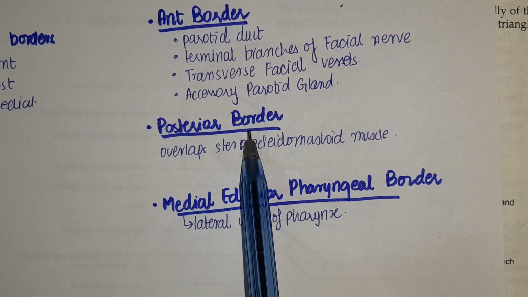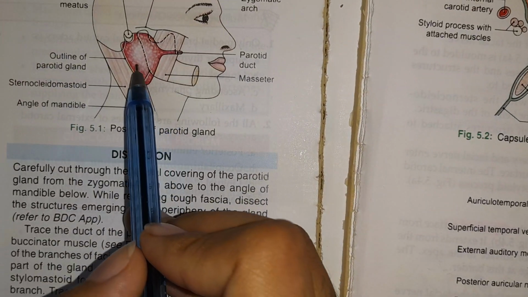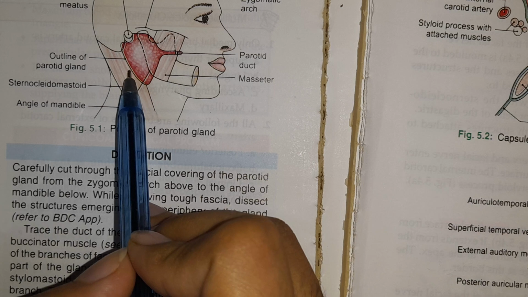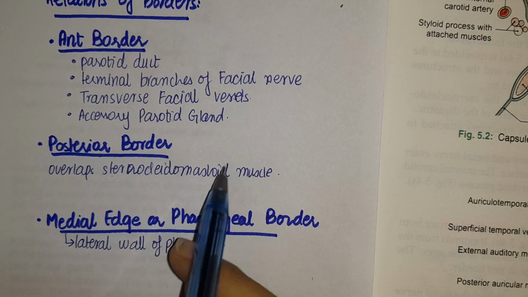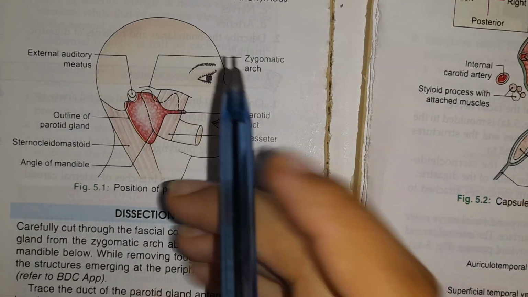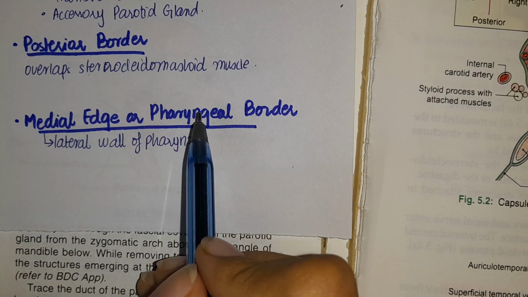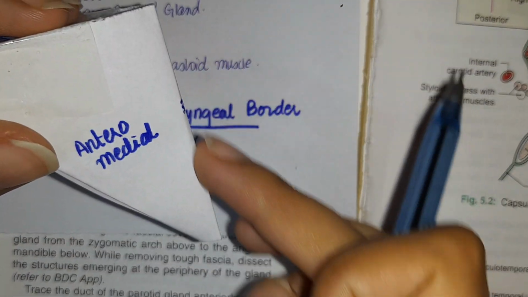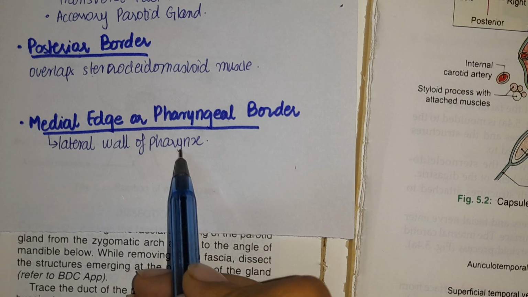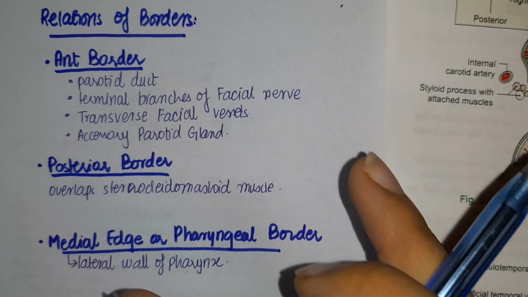Now we will talk about the posterior border. The posterior border cannot be visualized over here, but we can clearly see that the posterior border is related to the sternocleidomastoid muscle. Then the medial border or the pharyngeal border, if this is our cube, this one that I have written over here is the medial border. It is mainly related to the wall of the pharynx and the lateral wall of the pharynx. With that, we come to an end to the relations of the borders.